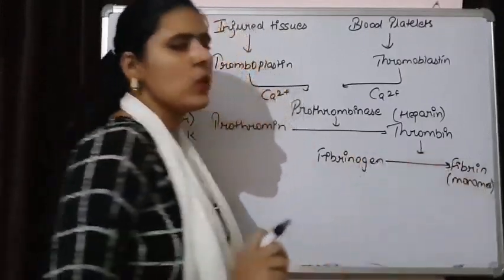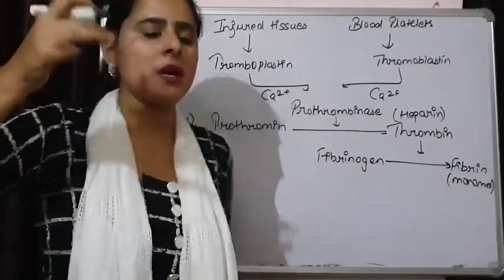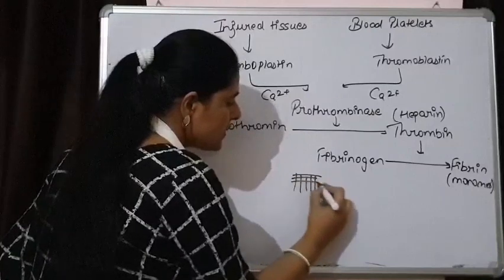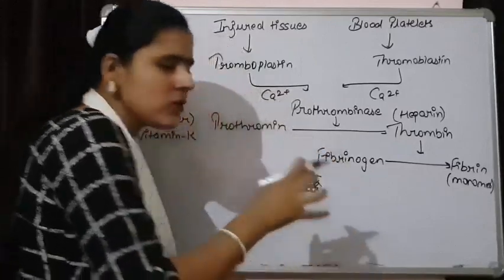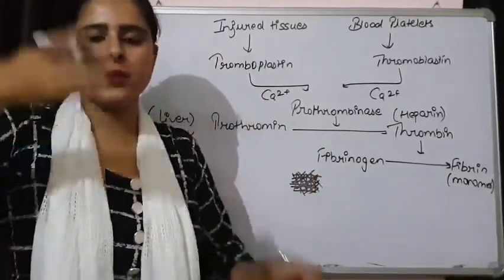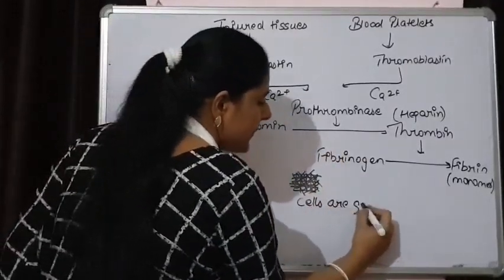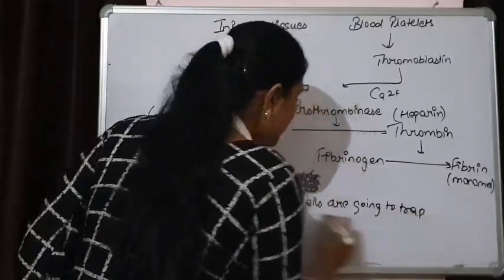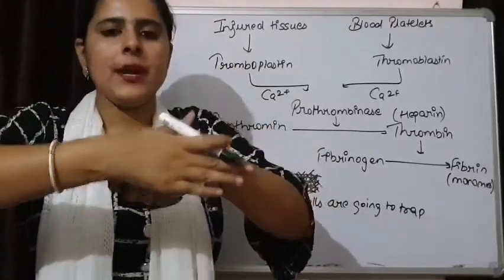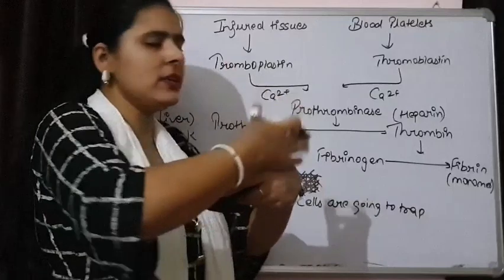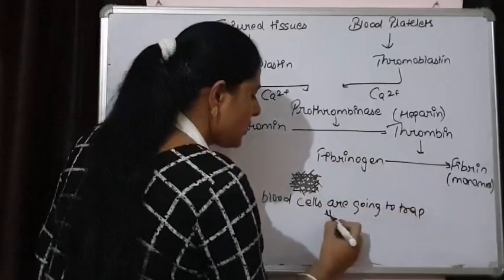Now what is this fibrin going to do? This fibrin forms a mass of entangled fibers, a crisscross arrangement at the place of injury. Because of this mass of fibers, a network is formed, and in this network the corpuscles or cells get trapped. The blood cells trap and block the passage, and because of this blockage, blood is not going to move out. This is known as a blood clot. This is how a clot is forming.